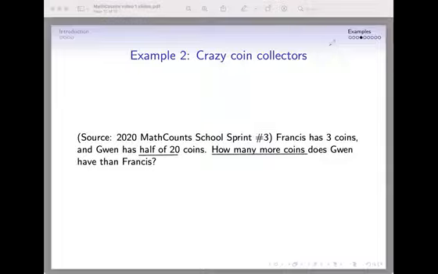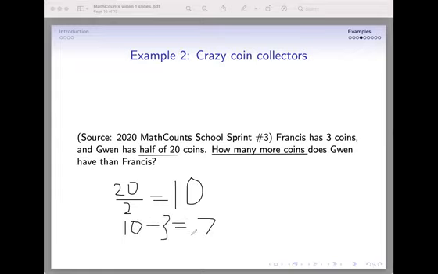This is kind of like a fraction problem, actually, because we're dividing 20 by 2. Half is divided by 2. The next thing in our video series is going to be fractions and percentages, which may be a bit of a review to some of you, but just for completeness: half of 20, 20 divided by 2. In other words, what number times 2 is 20? Well, that's 10. So Gwen has 10 coins, and then 10 minus 3 is 7. I think that was a lot shorter than the other one, to be honest.